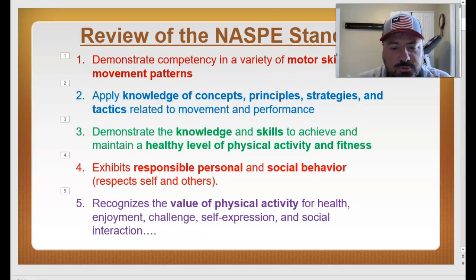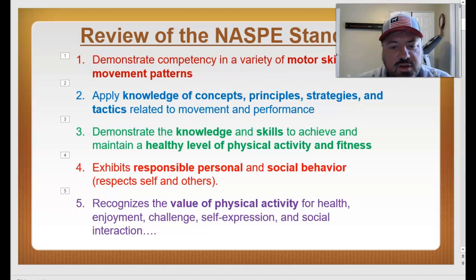NASP standard number 4 brings in the soft skills: exhibits responsible personal and social behavior, including respect for yourself and others. That's learning a variety of things in the affective domain, how you feel, as well as your actions. Are you going to have good sportsmanship? Are you going to have good ethics? And that can actually transcend sports into business and your areas of performance in the career field.